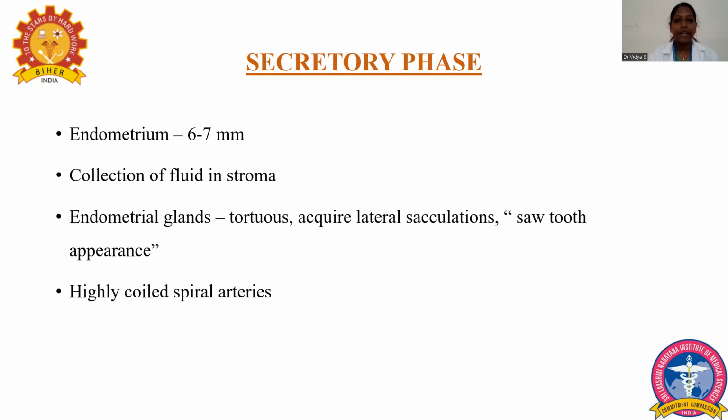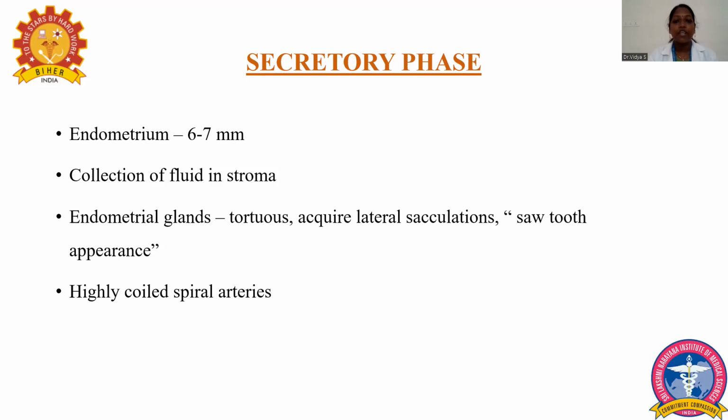Next is the secretory phase. The secretory phase of the endometrium is 6 to 7 mm in thickness. The name itself has secretory, so we have some fluid secretion. There is a collection of fluid in the stroma. They have endometrial glands, and those glands are very tortuous. Tortuous is nothing but spiral. And it has acquired lateral circulation.